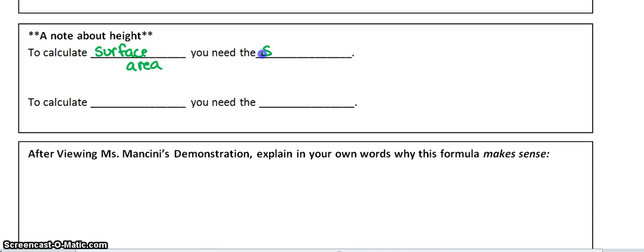then you need the slant height of whatever your 3D shape is. But if you're calculating volume, you need the actual height. I'm just going to call that the height.